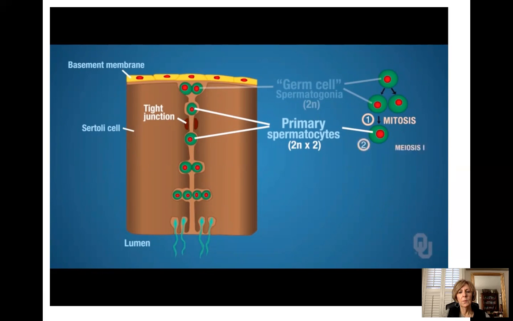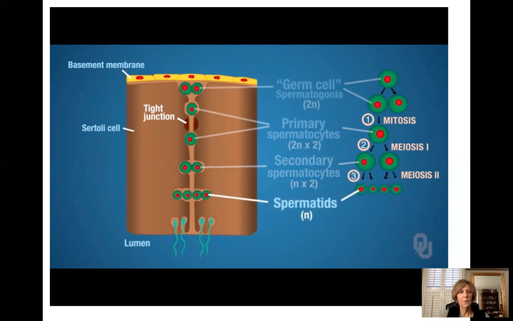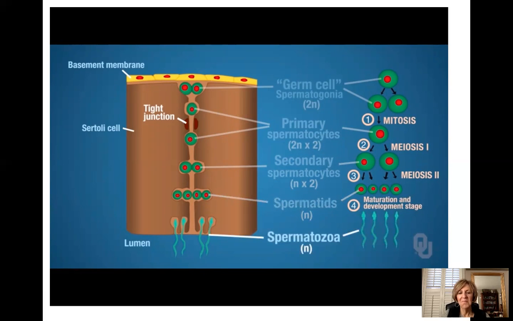Primary spermatocytes then undergo meiosis 1. When they undergo meiosis 1, they're going to produce secondary spermatocytes. Secondary spermatocytes are haploid, so they are 1N. Secondary spermatocytes then undergo meiosis 2 to become spermatids. Then spermatids undergo a maturation and development stage. They have to mature and develop to become spermatozoa, aka sperm. So this is your gamete, the male gamete.